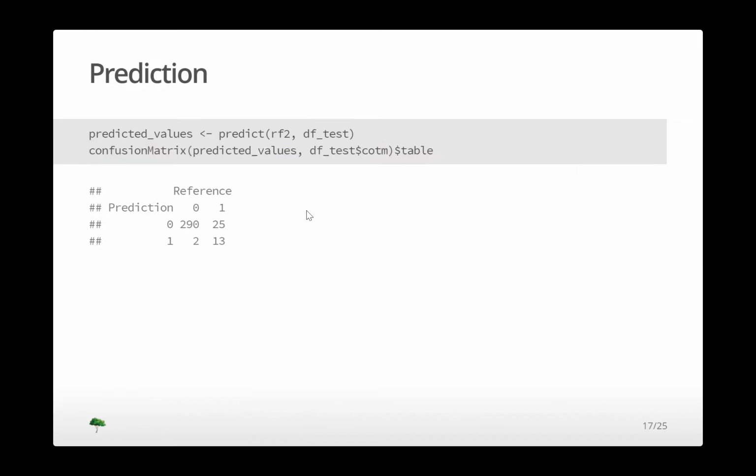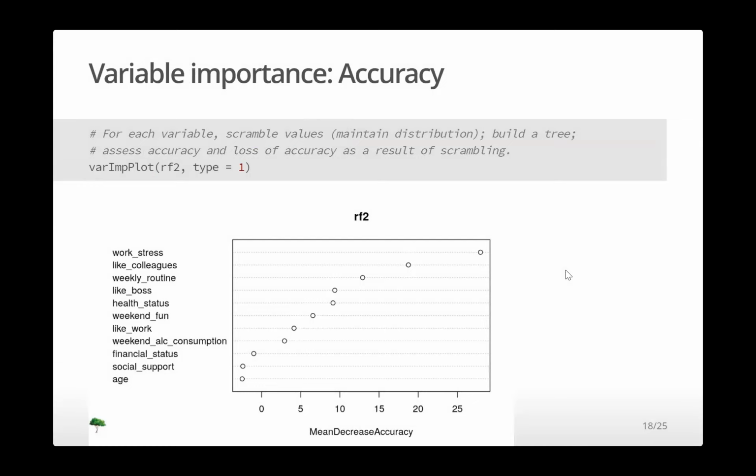In this case, we can see that our model classified 290 people correctly as having non-case of the Mondays, and 13 people correctly as having a case of the Mondays, which is not great because it misclassified a lot more. So another thing that we do, and this has been a question in the last 2 talks here, is how do we get variable importance? You can extract variable importance from random forest.